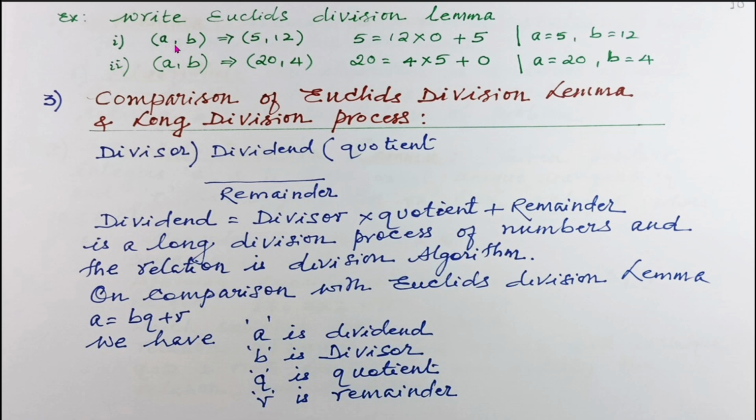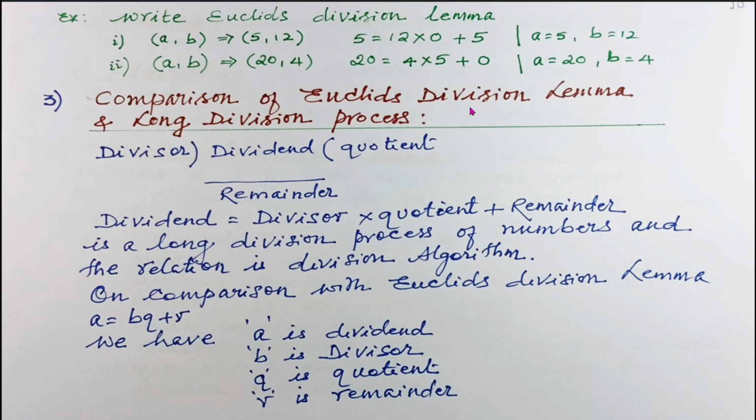Now let us take one more example. Write Euclid's division lemma when a and b are 5 and 12. So we have 5 as a here. 5 is equal to 12 into 0, which is 0, plus 5 is 5. Therefore we have here q is 0 and r is 5. And here 20 and 4: 20 is equal to 4 into 5, 4 into 5 is 20, plus 0. So we have again Euclid's division lemma. This is how we express Euclid's division lemma, which obeys the relation a is equal to bq plus r and also the conditions of Euclid's division lemma.